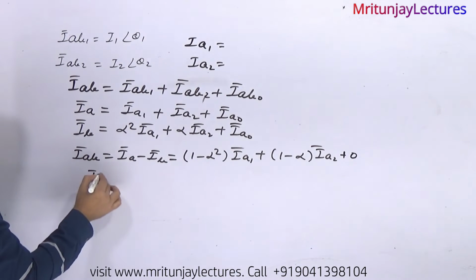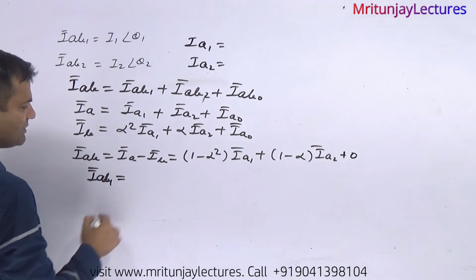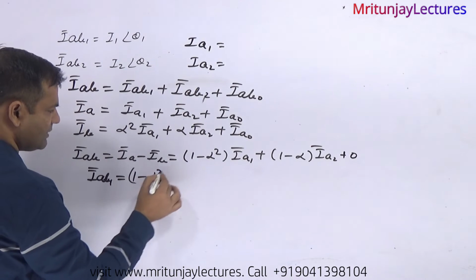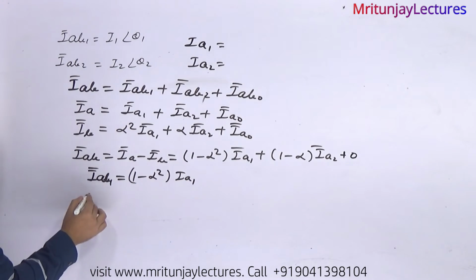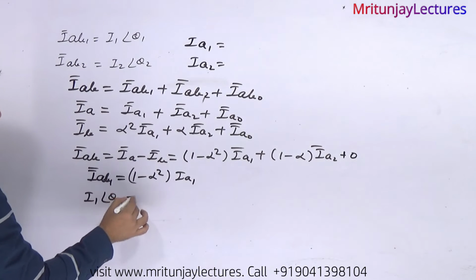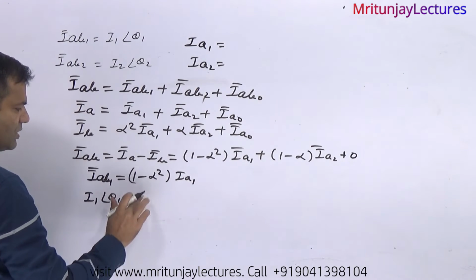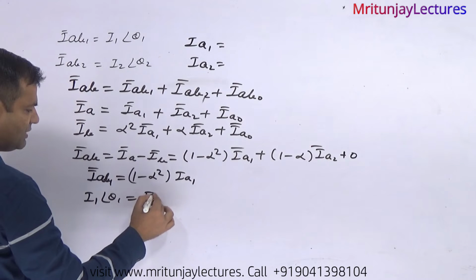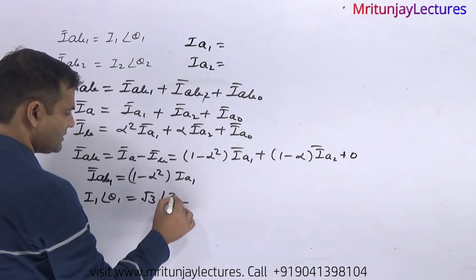So IB1 is 1 minus alpha square into IA1. This value is given, I1 at the angle theta 1, and this value is root 3 at the angle plus 30 degrees.